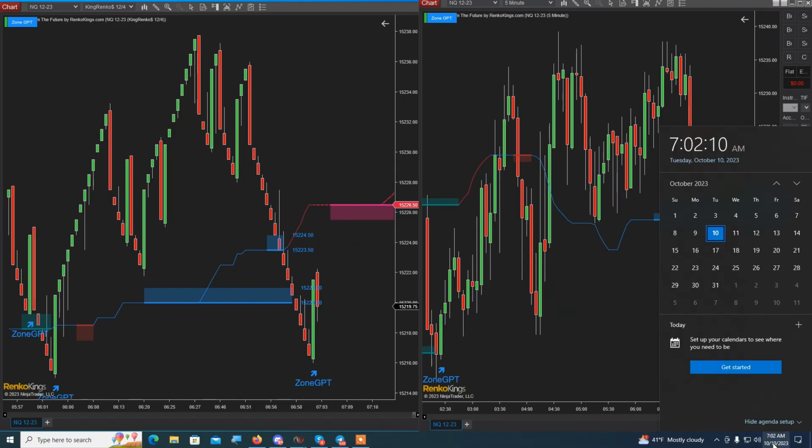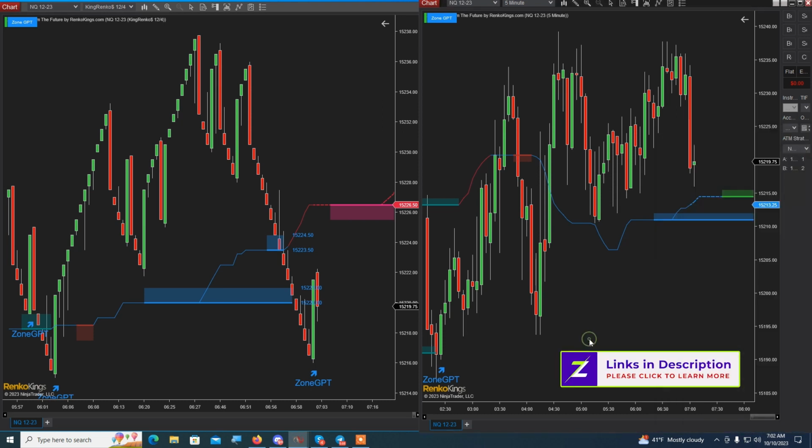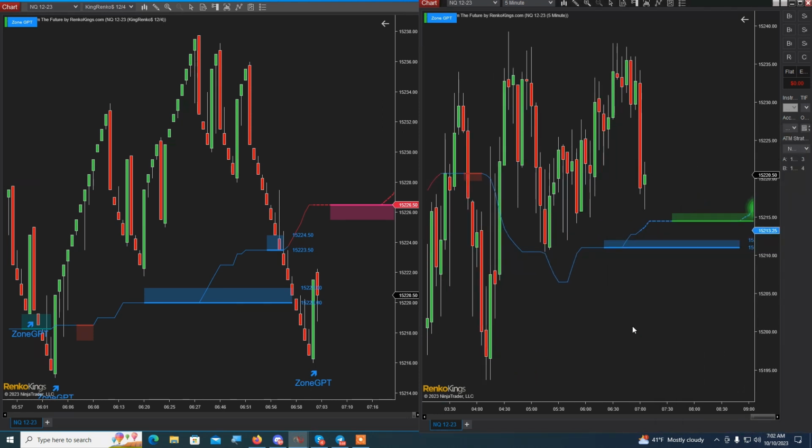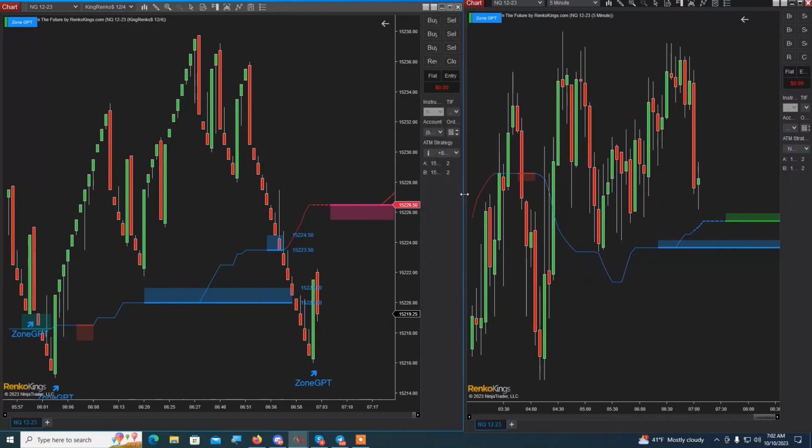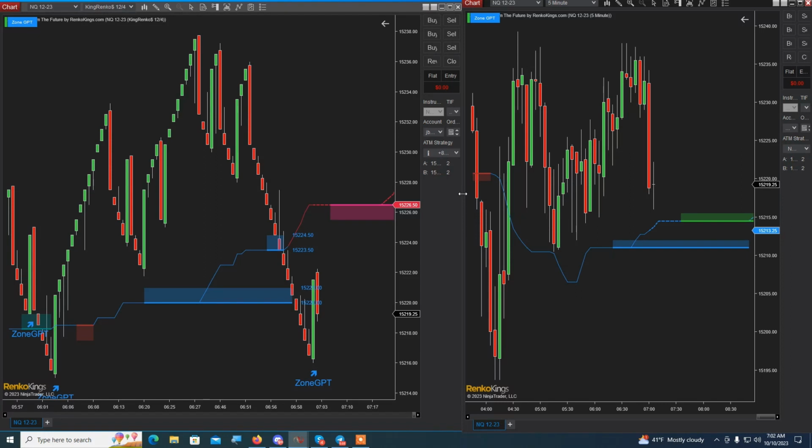So Tuesday morning, about 7 a.m., I'm going to be featuring ZoneGPT from the future on 2 time frames and 2 trading styles. There's a 5-minute chart, which is going to be swing trading, in other words, going for larger moves. This is a King's Renko chart at 12.4, and this one is strictly a scalping approach. I'll be using two funded accounts from the same prop firm.